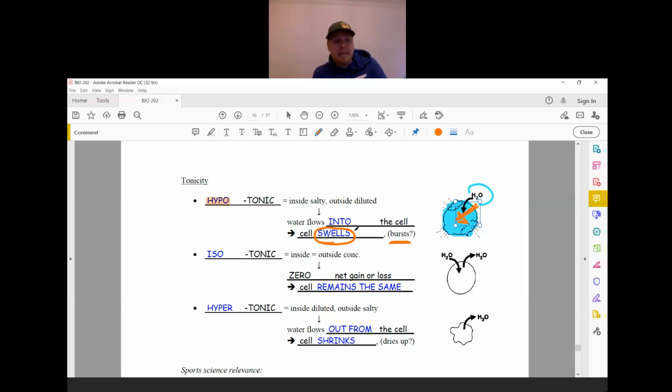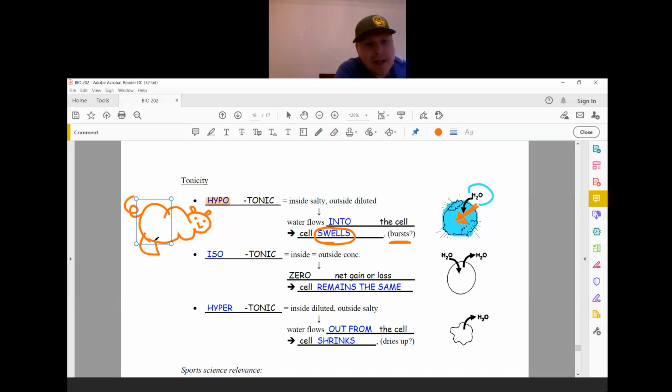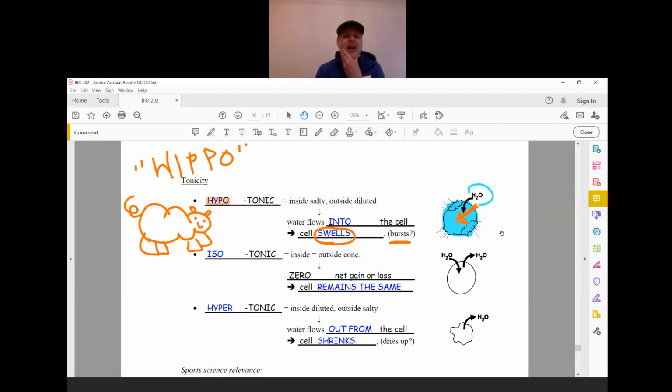So you asked me how to remember this. I think I told you my trick to remember this is that whenever I hear a hypotonic cell, I think of an animal called a hippo. And this is not going to be the greatest drawing. Sorry, it looks more like a pig than a hippo, but that's the best I could do. So hippos are these big, swollen animals. They sound a little bit like hypo. So I think that the hypotonic cells are big, swollen cells.